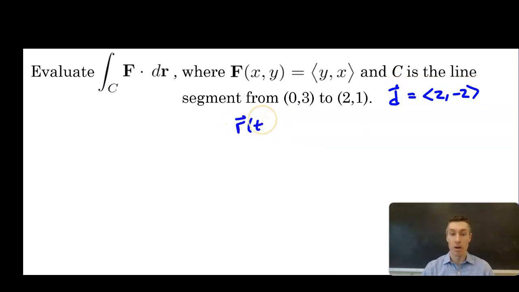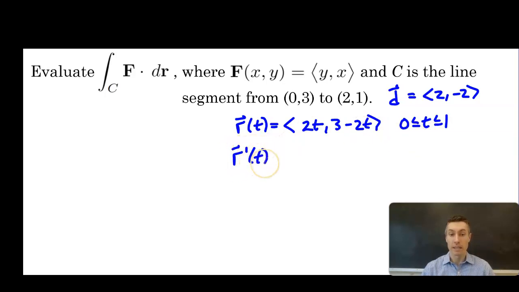That makes r of t equal to 2t, 3 minus 2t. And the bounds on t would be 0 to 1, just how we built the direction vector. We're going to start at 0, 3, and that vector is going to take us to 2, 1 when t is 1. We can always change this. If you use a direction vector of 1, -1, for instance, then your t-bounds would be 0 to 2. That's not going to affect the problem, right? We explored that a little bit in the previous video.